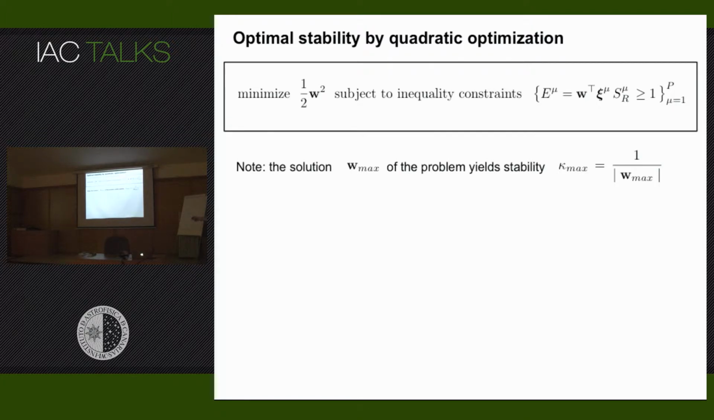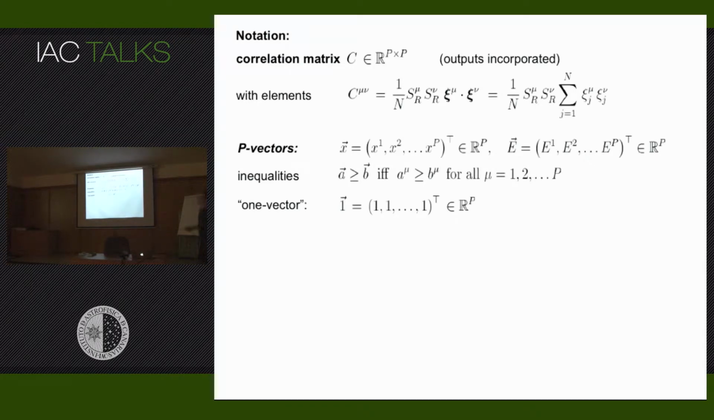In the end, we would find a solution here, W max, and the stability of this thing would then be the smallest of all these E mu, which of course would be 1, divided by the norm of W max. So this would be the stability of the perceptron if we have solved that problem. Okay. Now here's a little bit of notation. I already showed you the correlation matrix C with elements C mu nu, which is just the dot product between data point psi mu and data point psi nu, and then incorporating the output labels S mu and S nu, right?